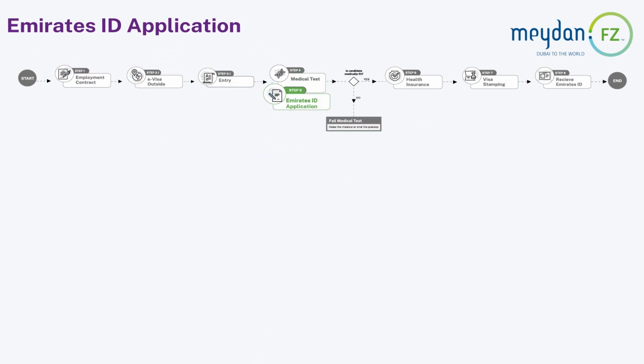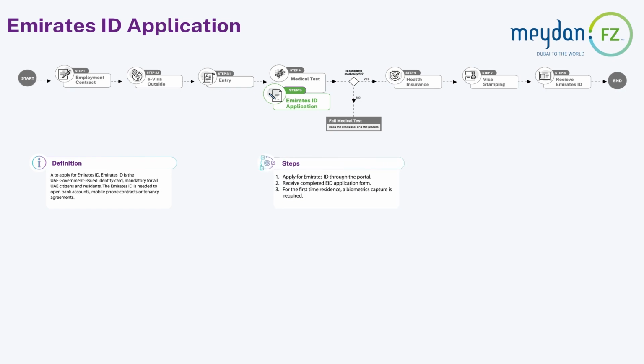5. Upon a fit medical result, the next step is to apply for Emirates ID. Emirates ID is the UAE government-issued identity card, mandatory for all UAE citizens and residents. The Emirates ID is needed to open bank accounts, mobile phone contracts or tenancy agreements.